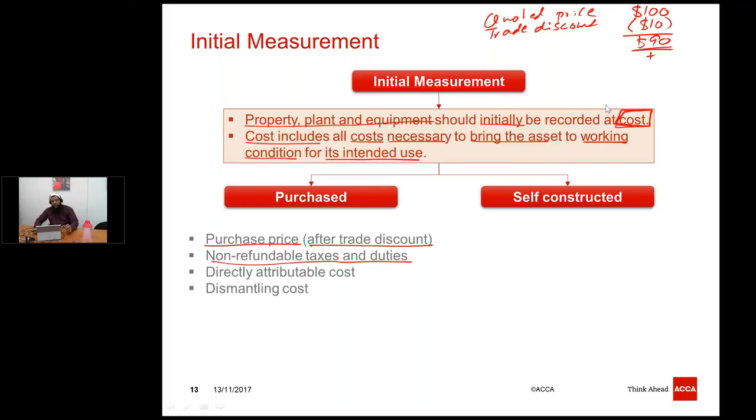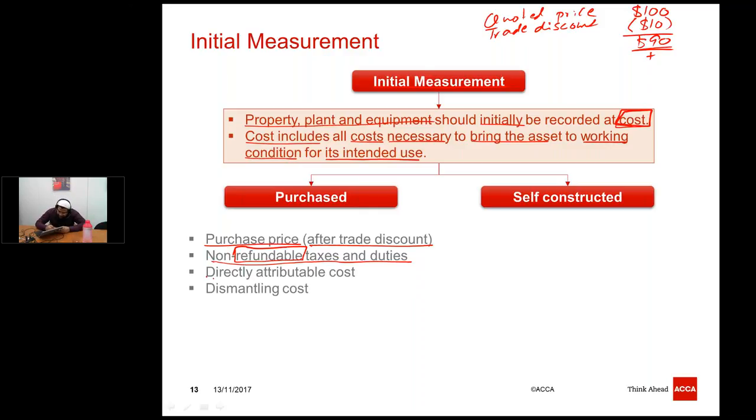So now I have paid the purchase price of 90 after the trade discount, plus I may pay taxes and duties. If those taxes and duties are refundable, I'm going to get them back. That is not a cost to me. That is a type of receivable, not an expense. So only taxes which are non-refundable will be capitalized in the cost of the asset. Refundable taxes and duties, no.